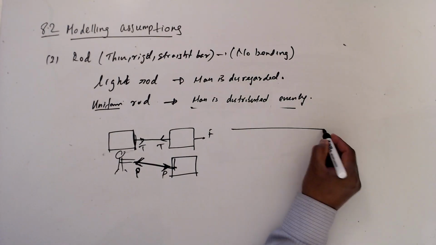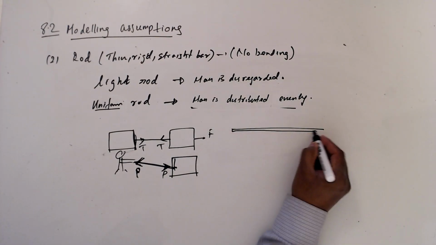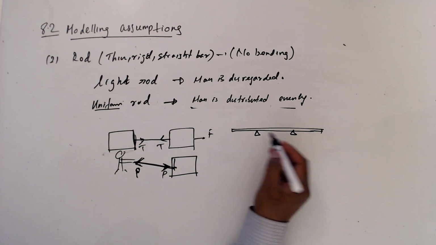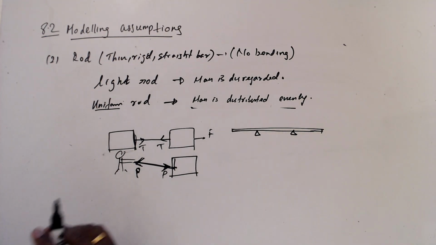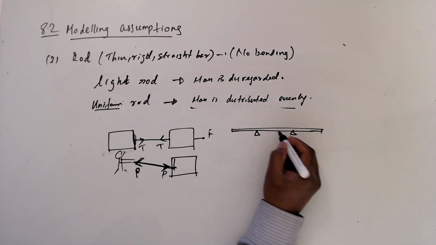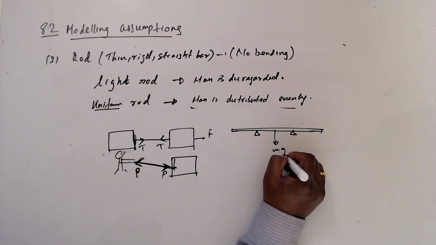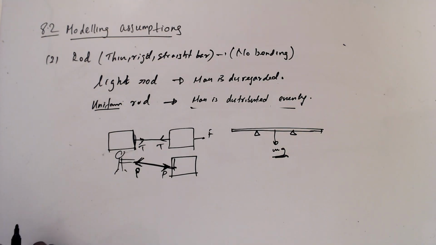Sometimes we keep the rod on pegs. We will see that when we work with some sums. If it is uniform, the mass is in the middle, and the weight acts in the middle.